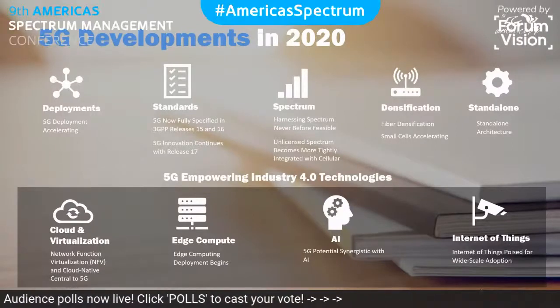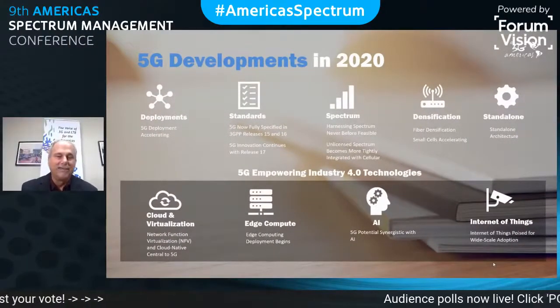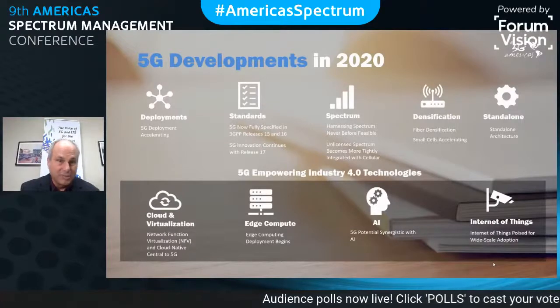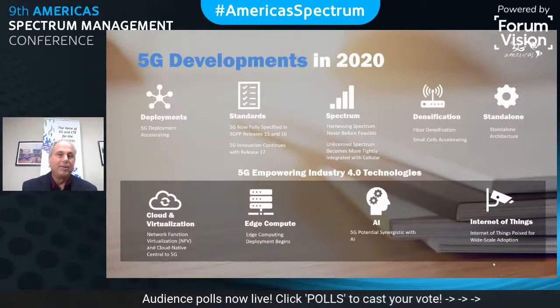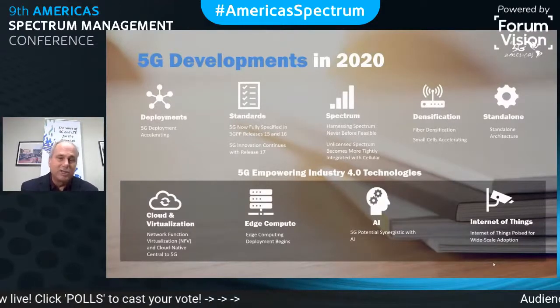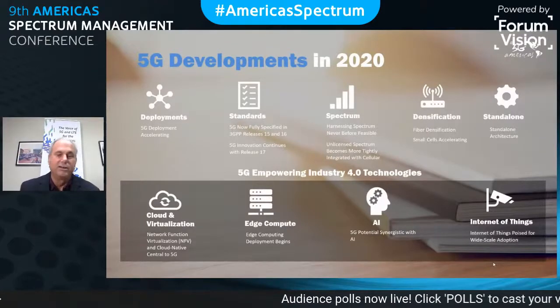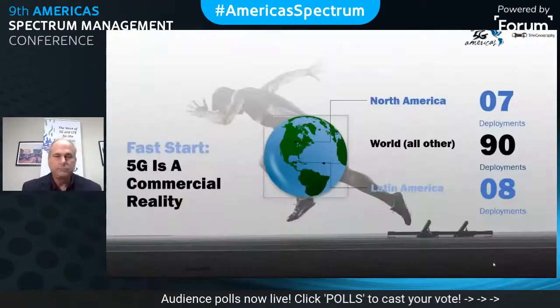And spectrum is one of the key areas as countries throughout the world are identifying, allocating, and auctioning spectrum. And this is happening even despite the pandemic. Things are being delayed in certain areas, but there is still a lot of progress being done, just like here in the United States. Next slide.